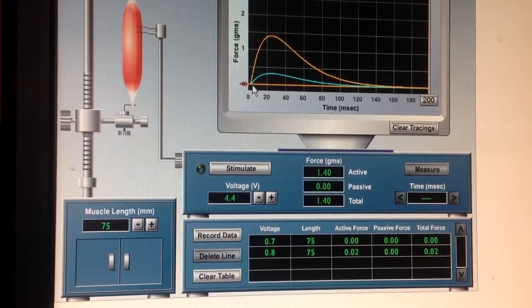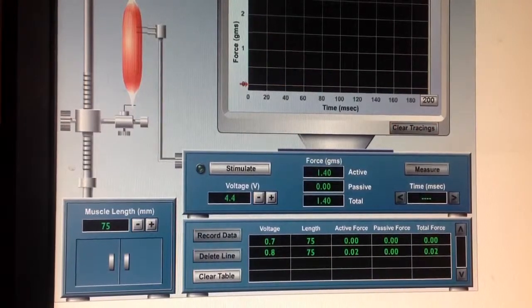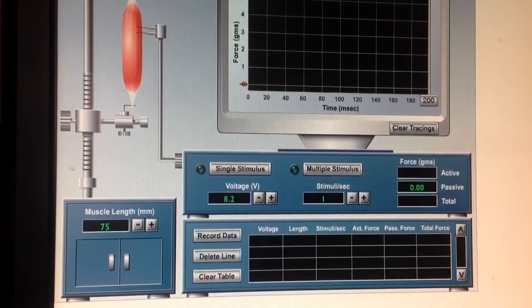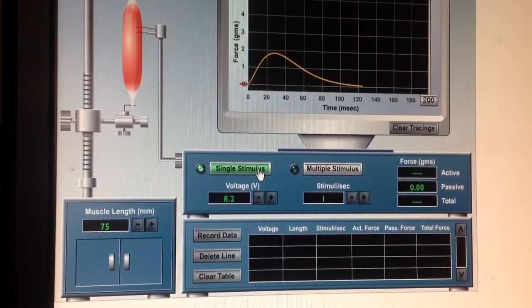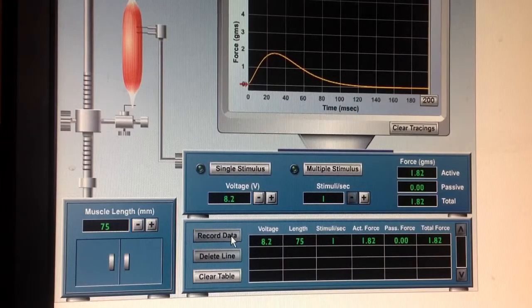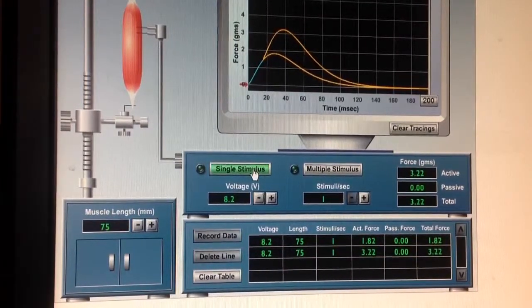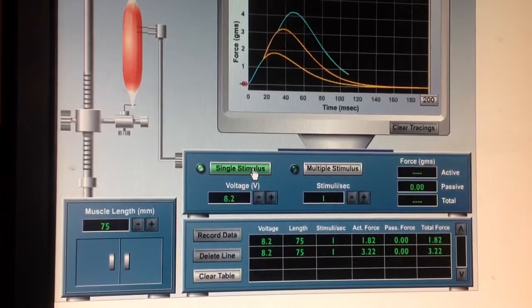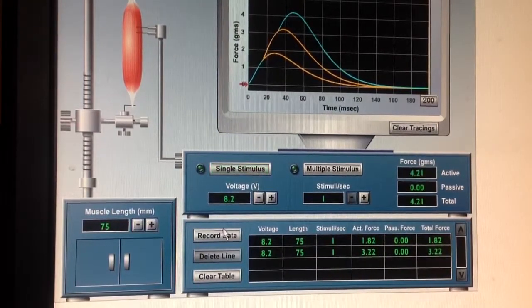And at that point, if we clear this tracing and go to a multiple stimulation, we can actually stimulate a nerve once and have force being generated. But we can also stimulate the same muscle twice in a short amount of time, causing summation. This gives a greater force than what was previously experienced by a single twitch.